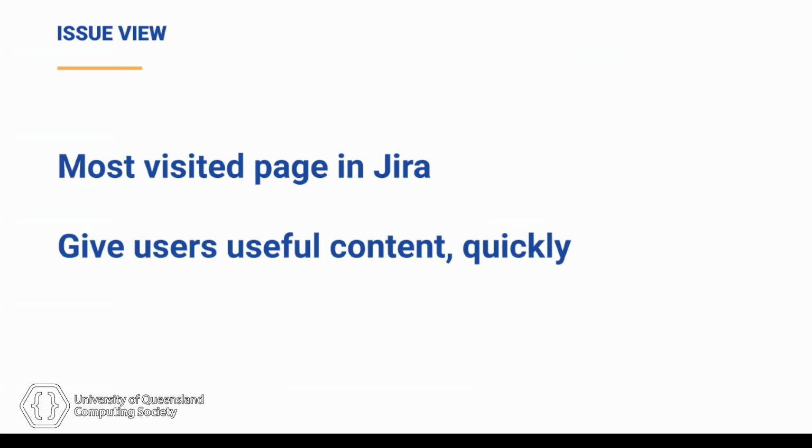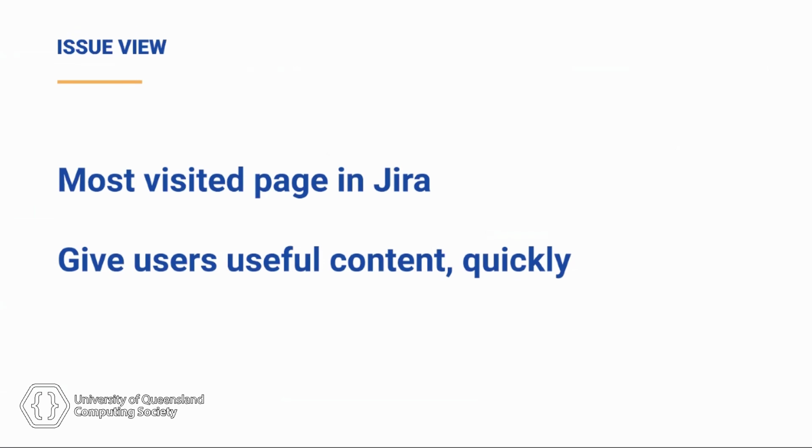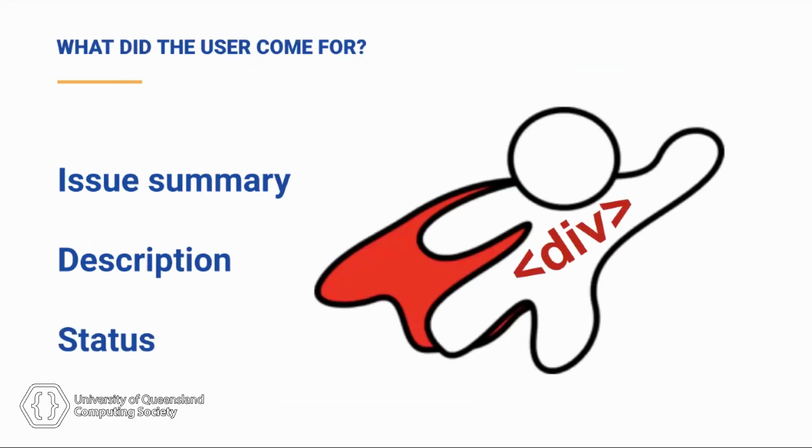So that issue view page I was showing, it's the most visited page in Jira. We wanted to give users useful content quickly. So what did the user come for? Like I said before, we think it's the issue summary, the description, the status, and anything else on top of that is a bonus, but certainly the issue summary and description.